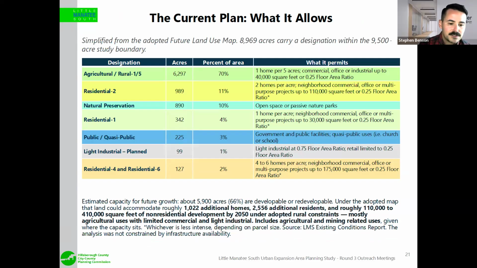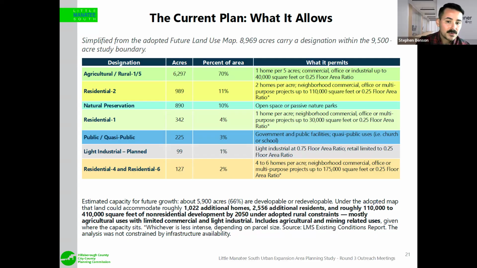And this slide shows a direct comparison of those colors on the map to the amount of land that they comprise, and then describes what each of those permits. Again, that most common designation is the agricultural rural 1 to 5. That's just over 6,000 acres, 70% of the area. The second most common category is residential 2. That is 11% of the study area. And that category allows 2 homes per acre, as well as some neighborhood commercial, office, or multi-purpose projects up to a limited amount. Natural preservation is the third most common category in the study area, about 890 acres, about 10%.